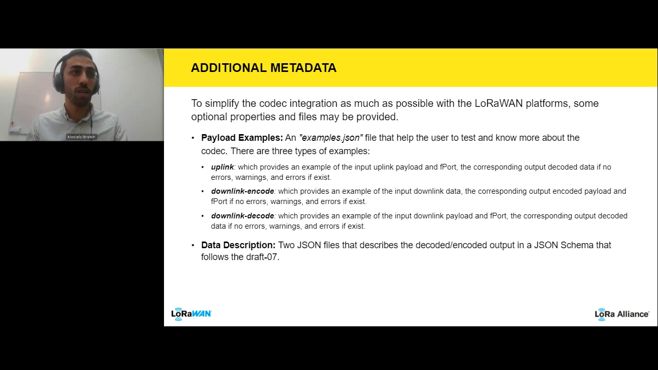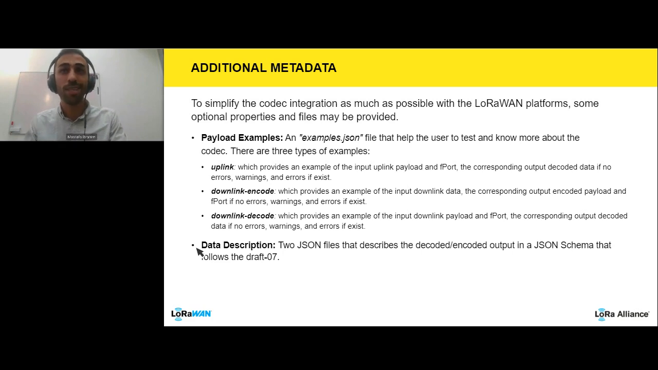There are three types of these examples: uplink, downlink encode, and downlink decode. The uplink gives an example of the input as bytes and F port, and the expected output data. For downlink encode, the input will be the data, and the expected output is a bytes array and F port. And downlink decode is the same as the uplink: as input it will be bytes and F port, and the output will be data. Another additional metadata will be the data description.